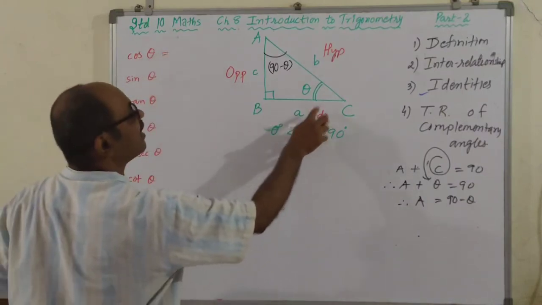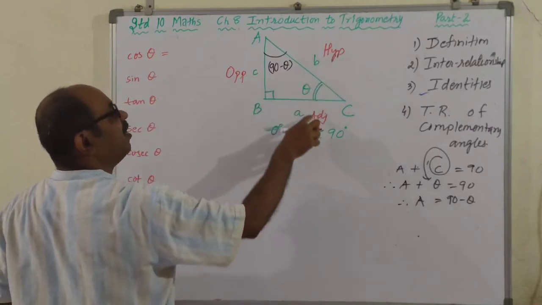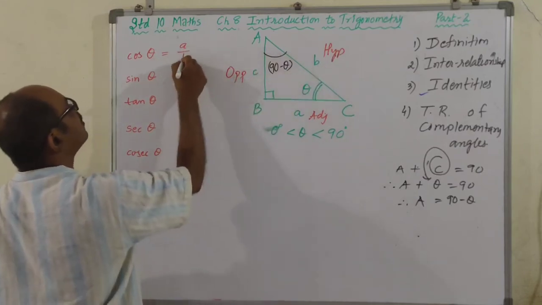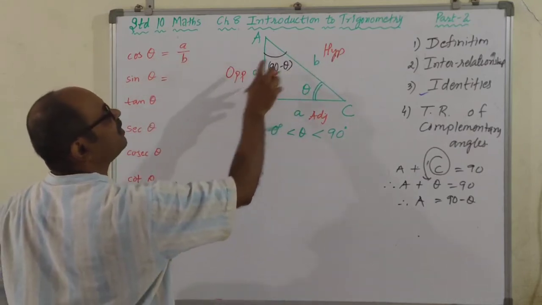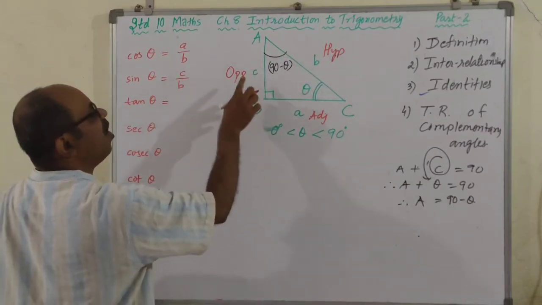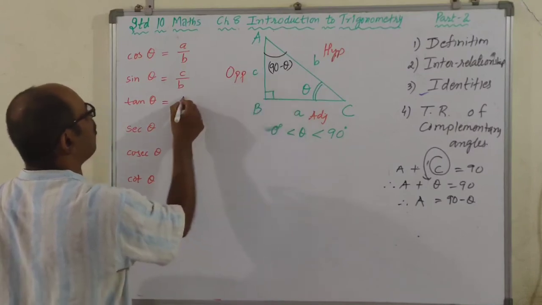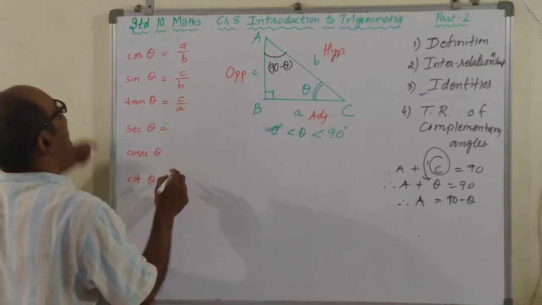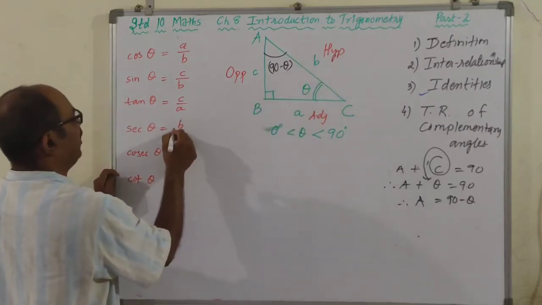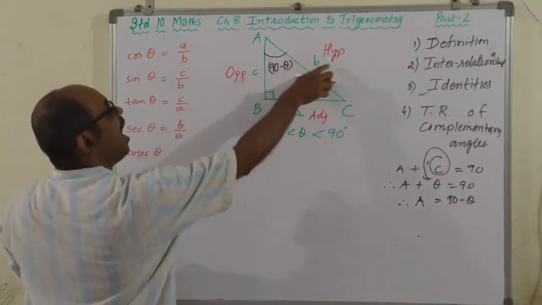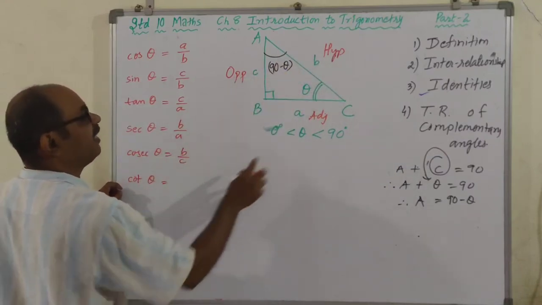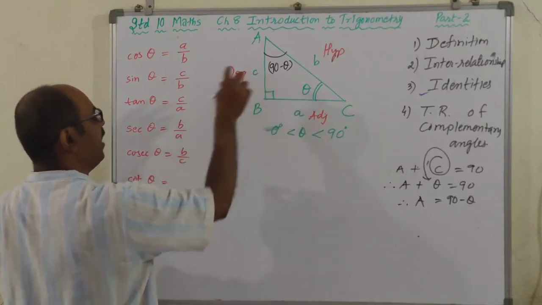Cos theta adjacent upon hypotenuse. See the red, what I have written in red. Adjacent is A and hypotenuse is B. Sin theta opposite upon hypotenuse, C upon B. Right? Tan theta opposite upon adjacent, C upon A. Sec theta, it's inverse of cos. Yeah, hypotenuse upon adjacent, so B upon A. Cosec theta, hypotenuse upon opposite, so B upon C. And cot theta, adjacent upon opposite, so A upon C.